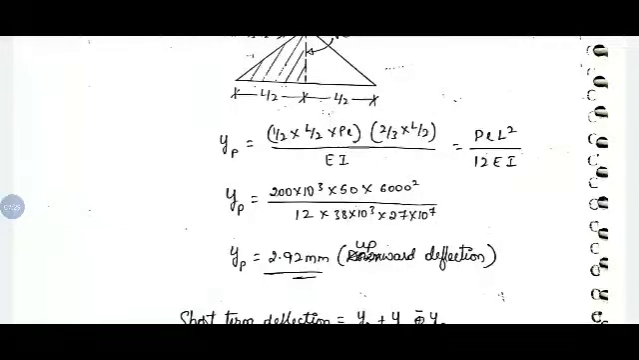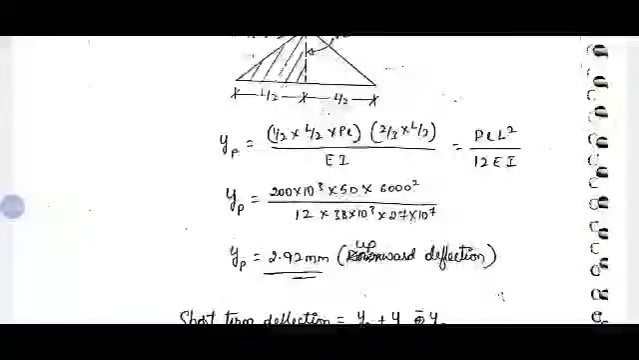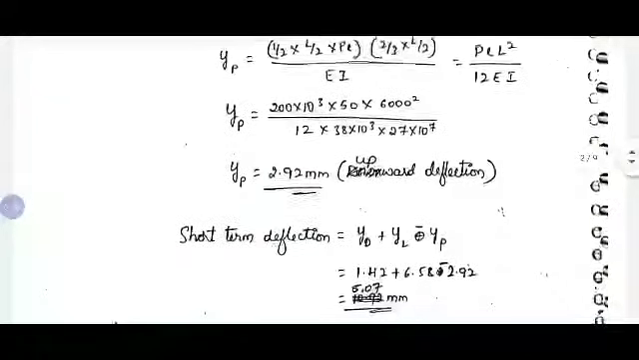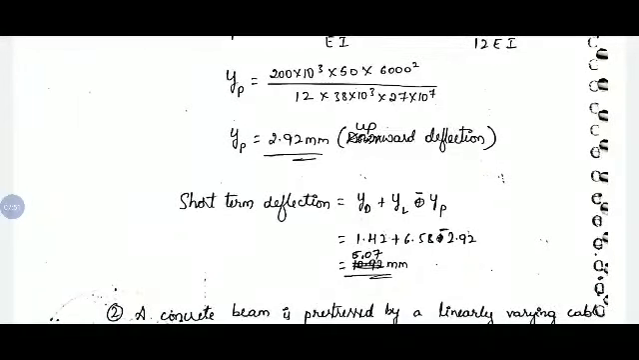We need to remember deflection due to dead load and live load will be downward deflections and those will be considered as positive, and deflection due to pre-stressing force is upward deflection and it is considered as negative. So we need to find out short term deflection. It is YD plus YL minus YP. We have calculated the values, substitute and we can calculate the final deflection. It is 5.07 mm.